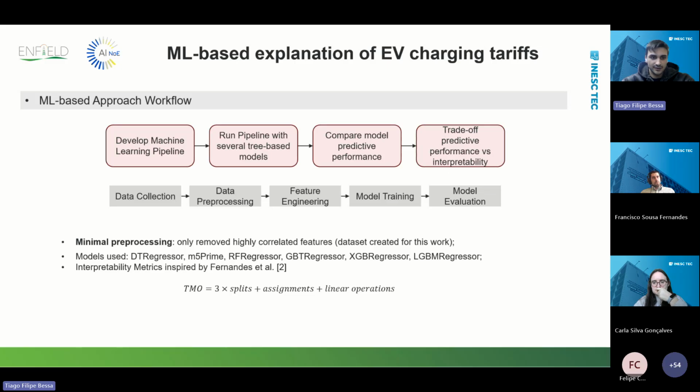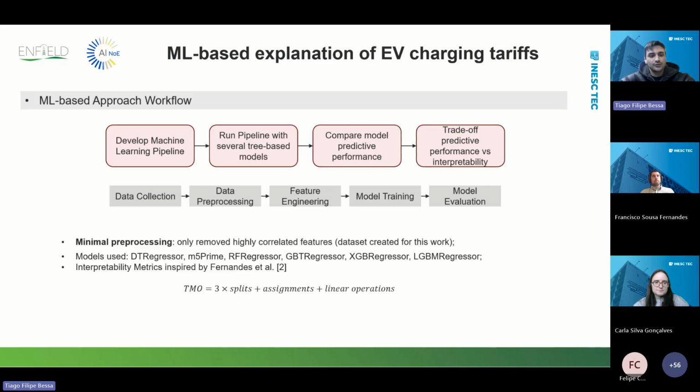We used multiple models, the simplest one being the decision tree regressor. It's a simple decision tree that enables the direct extraction of the decision-making process. Then we also used the M5 prime, which uses linear regressions at the leaves, and then the ensemble models: the random forest regressor, an example of a bagging algorithm, and the latter 3 that are boosting models.